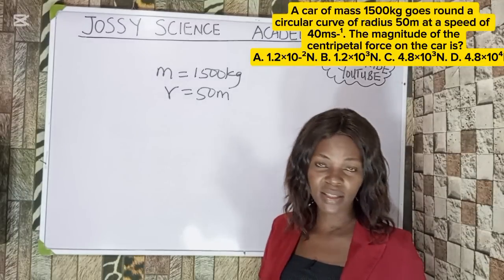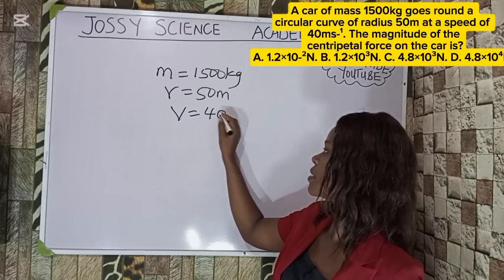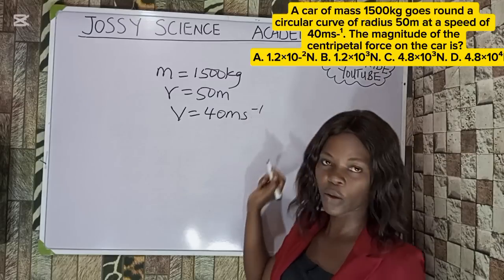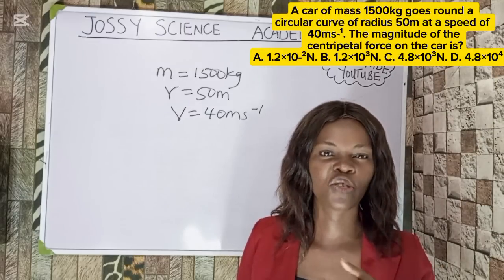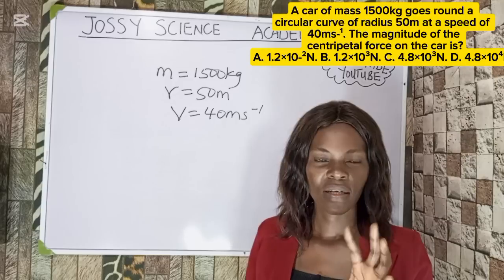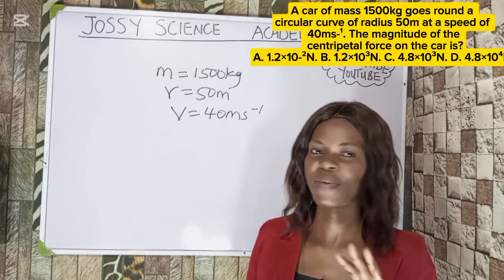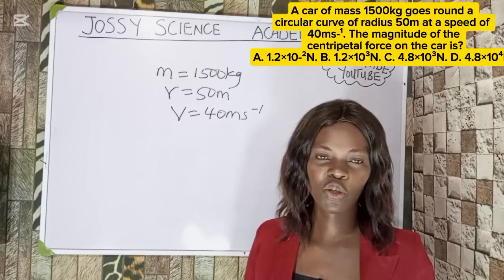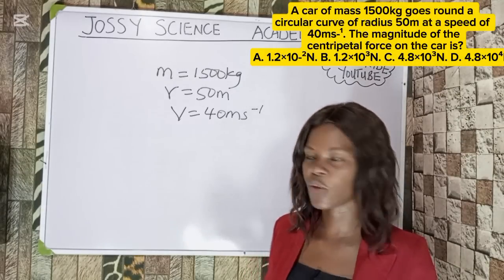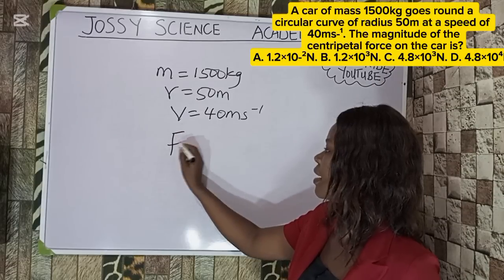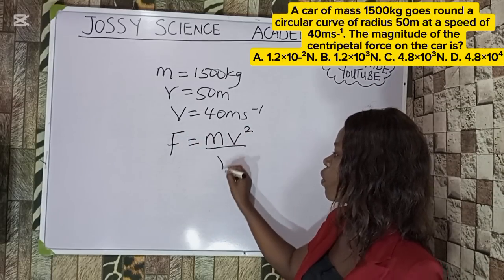Now we have the speed, which is the velocity. V is given as 40 meters per second. So what are we looking for? The acceleration in a circular path is called centripetal acceleration. The force generated by an object that moves around the circle is called centripetal force. It is different from gravitational force or electric force. So they are specific. So the formula to this question is F is equals to mv square over r.